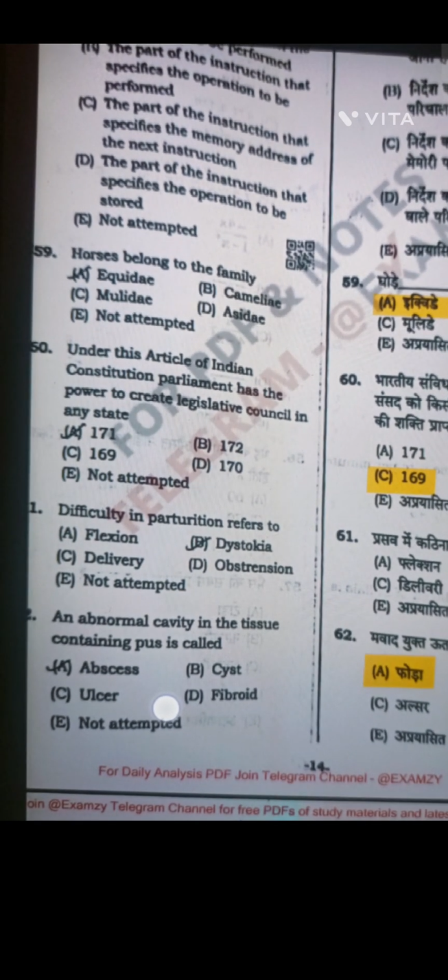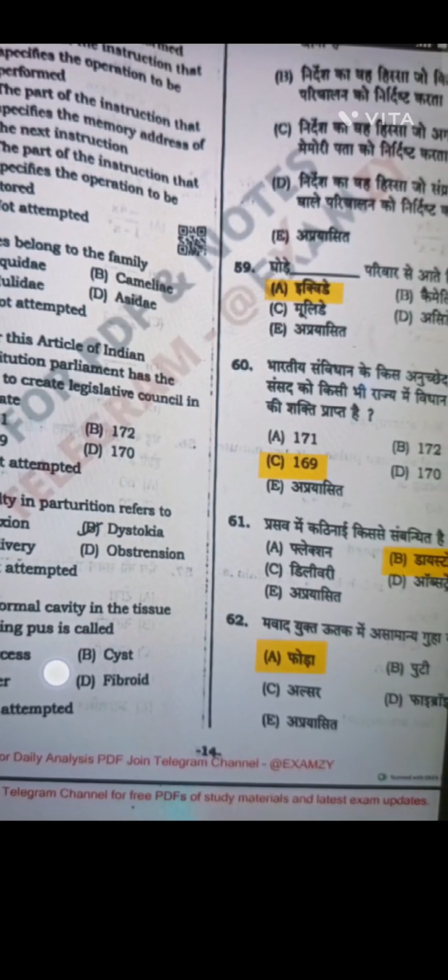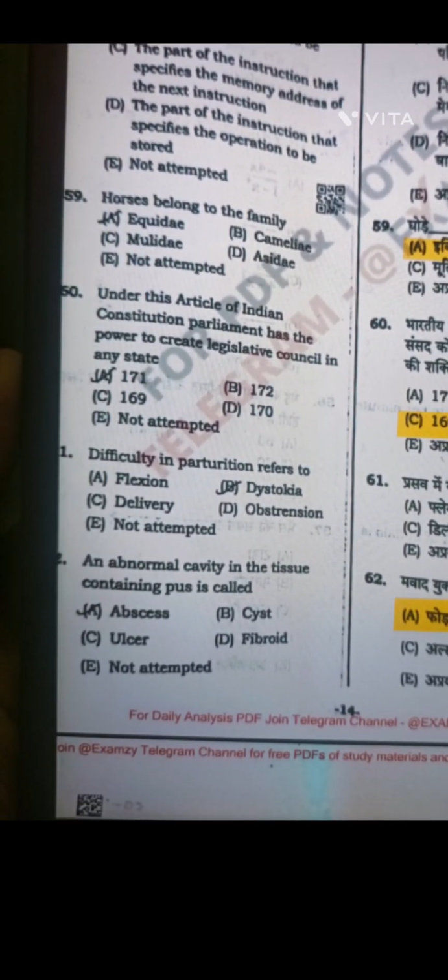Static random access memory is a type of semiconductor memory that uses bistable latching circuitry to store each bit.